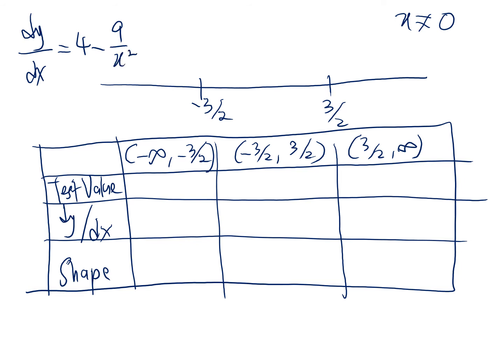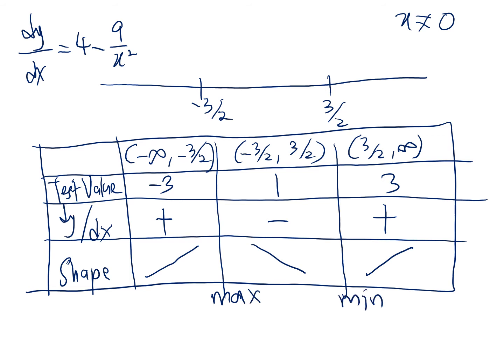So we choose our test values. The first one, why don't we try negative 3? And here we choose 1, and here we choose 3. So we substitute negative 3 into dy dx, and we will have positive. Next we have negative, and next we have positive. So here will be a straight line going up. Here is a negative straight line, here is a positive straight line. So what happens here is a maximum. What happens here is a minimum.